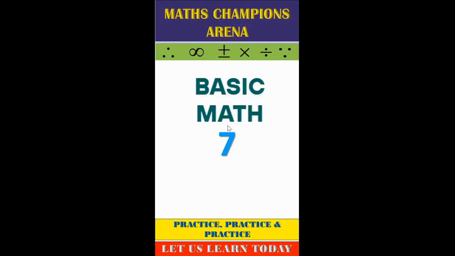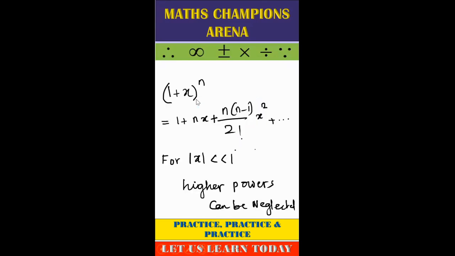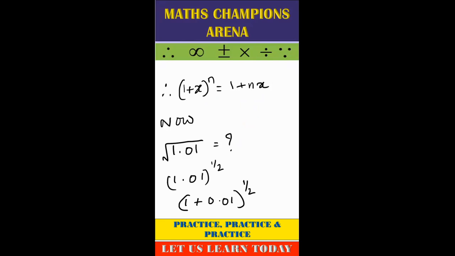Basic math 7. Let us look at what this says. 1 plus x power n is yet again a binomial expansion wherein we have replaced a with 1. So 1 plus x power n is what? 1 plus nx plus n into n minus 1 by 2 factorial x power 2 plus so on. But for the conditions where the absolute value of x is very much less than 1, higher powers can be neglected. Let us look at an example. When the higher powers are excluded, 1 plus x power n becomes 1 plus nx only.